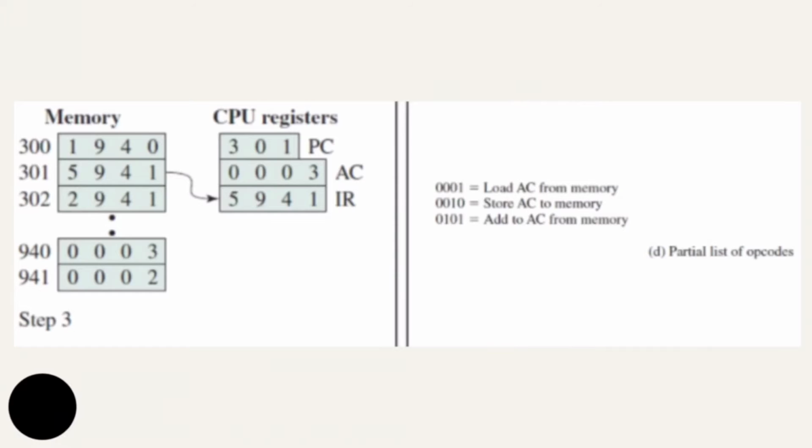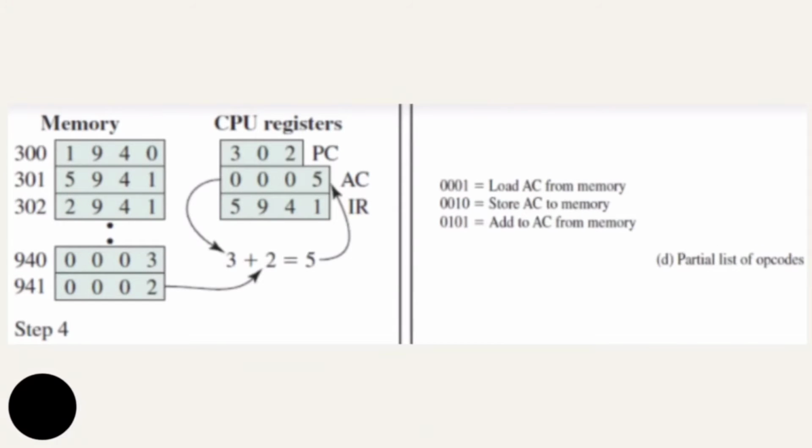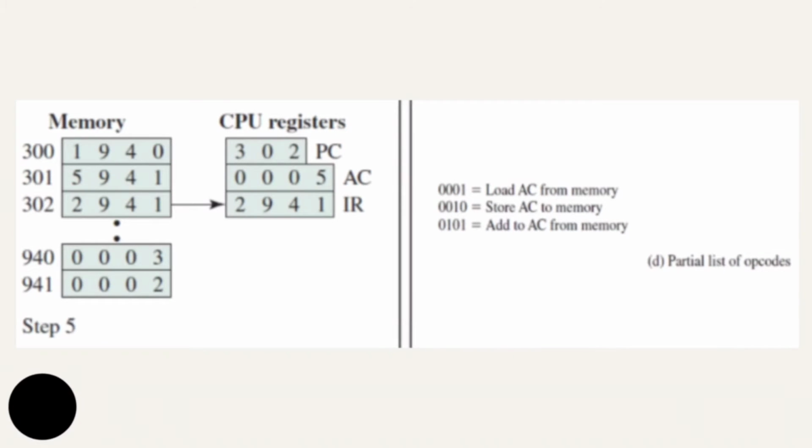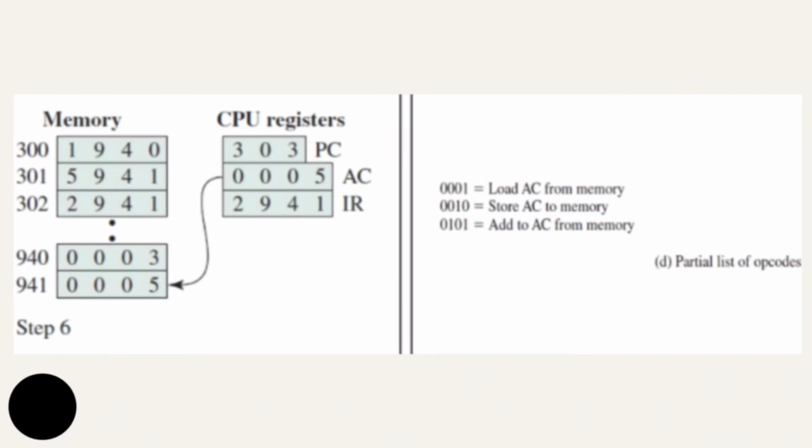The old contents of the AC and the contents of location 941 are added and the result is stored in the AC. The next instruction is fetched from location 302 and the PC is incremented. The contents of the AC are stored in location 941.